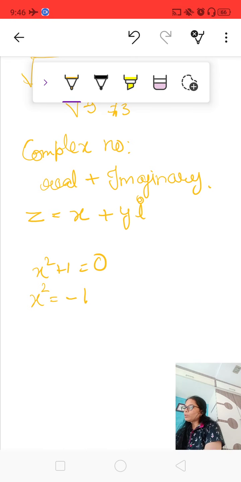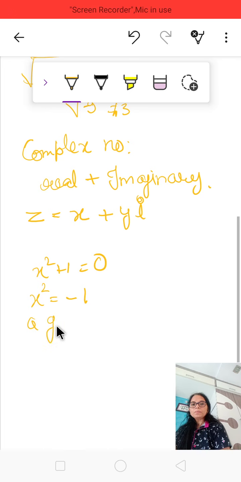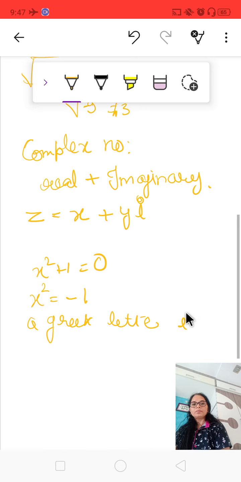This equation has no solution in the set of real numbers because there is no real number whose square is -1. We need to extend the set of real numbers to the largest set which would include the solution of such an equation. So what are we going to introduce over here? We are going to introduce a Greek letter i. Greek letter i, and i is nothing but iota.